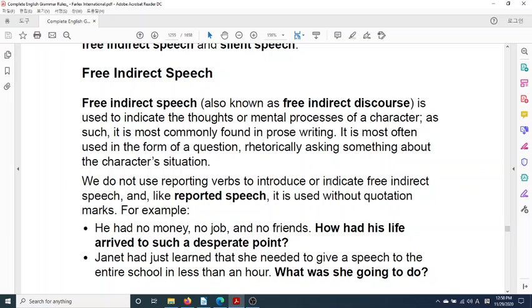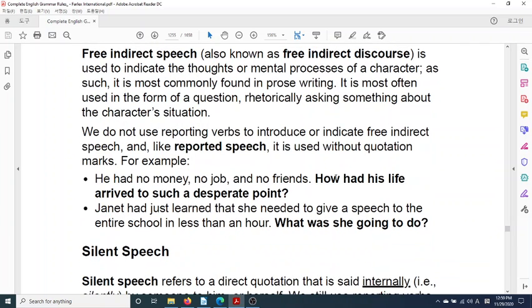So you're writing about what a character is thinking. It is most often used in the form of a question, rhetorically, so it's a fake question that answers itself, asking something about the character's situation. We do not use reporting verbs to introduce or indicate free indirect speech, and like reported speech, it is used without quotation marks. So we see this a lot in books, right?